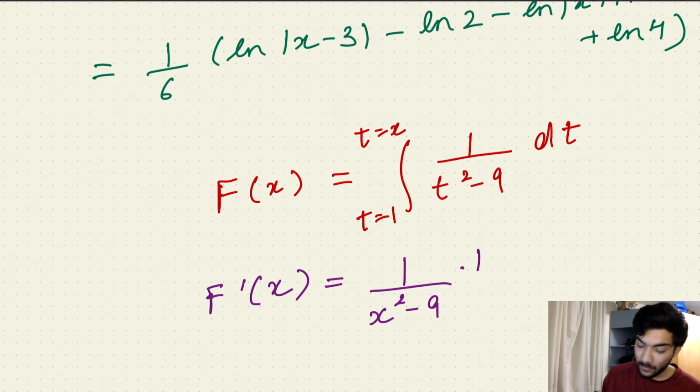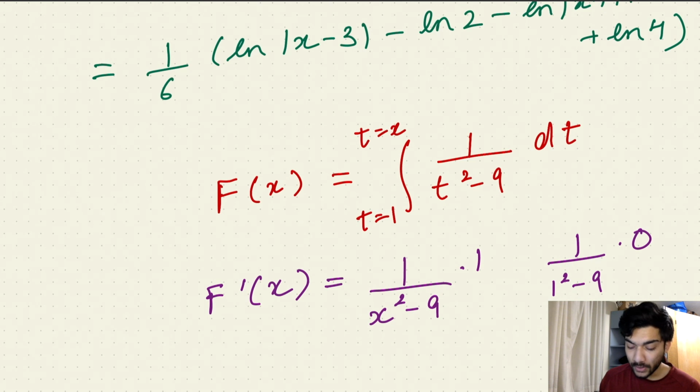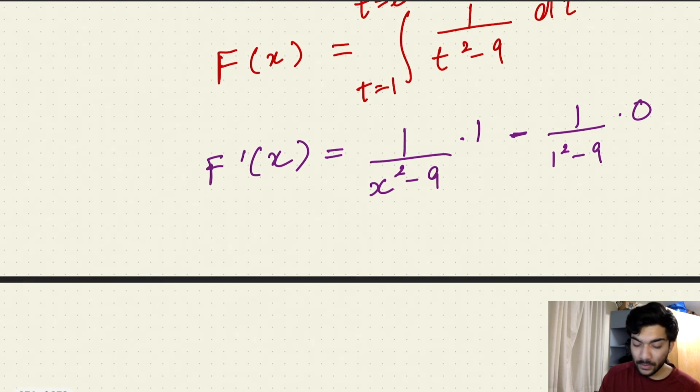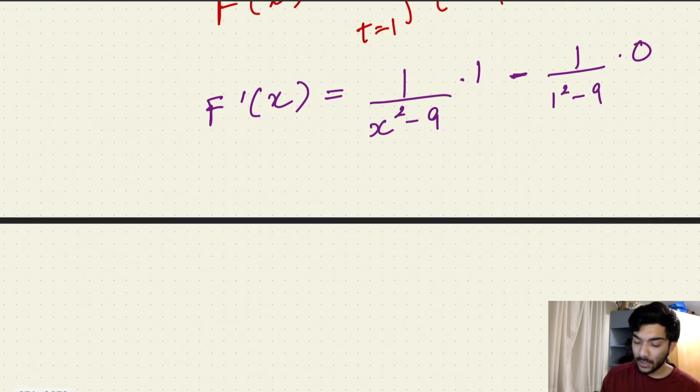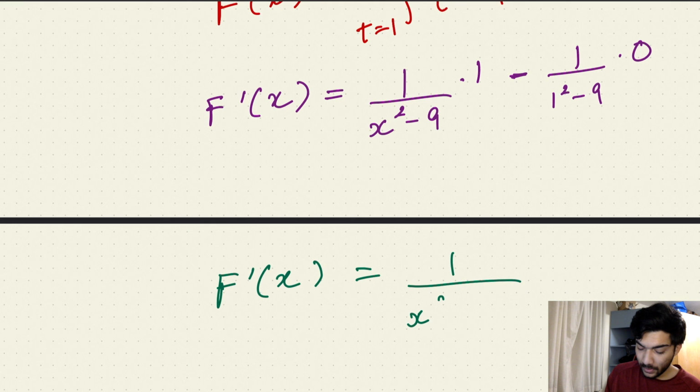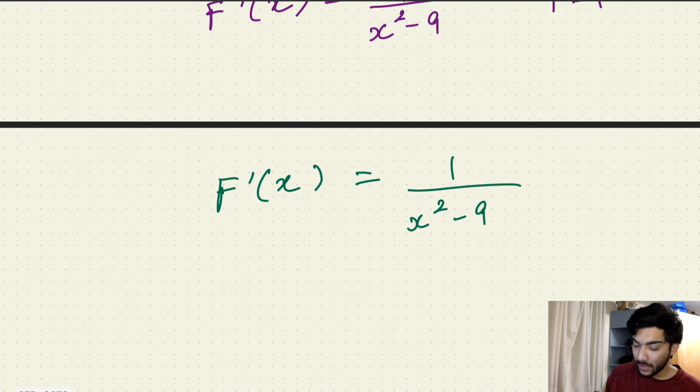So we'll multiply it by 1, and then we'll do the same thing for the second expression. We will plug the lower endpoint into this function. If you plug in the lower endpoint, it would simply be 1 upon 1 square minus 9, and then you'll take the derivative of your lower endpoint. Since the lower endpoint is a constant, the derivative of a constant is 0, and once you have both of these expressions, you will subtract them. Since this term is equal to 0, the derivative of this definite integral would simply be 1 upon x square minus 9 in this case.